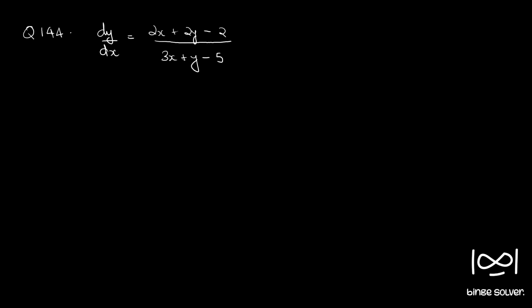Question number 144. dy by dx is equal to (2x + 2y - 2) by (3x + y - 5). The given equation is a non-homogeneous equation. So we have to convert it into a homogeneous form using proper substitution. So let's call this given equation 1.